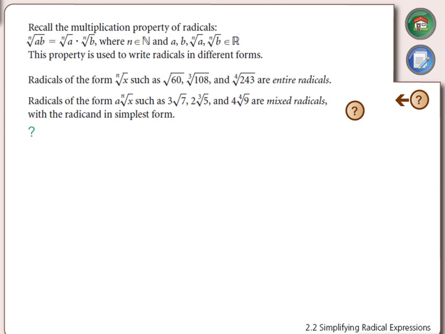Let's do a quick recall. If we take the root of two numbers multiplied inside a radical, I can split them up and give each of them their own radical. These here are called entire radicals. Notice that there's no coefficient in front. These here are called mixed radicals. They've got a coefficient sitting in front here, here, here.